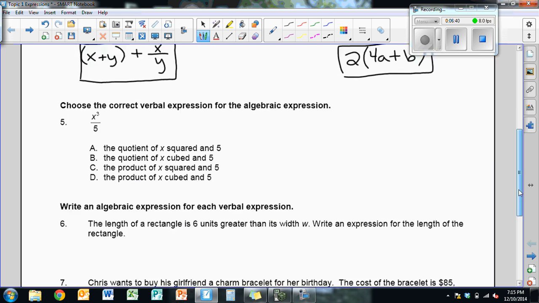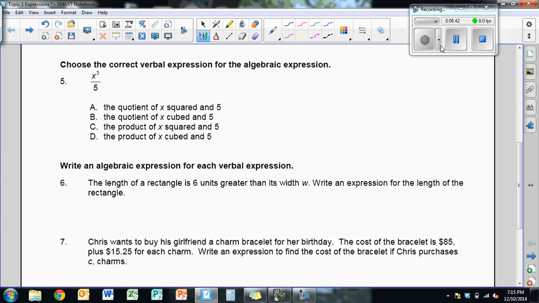Number 5 says, choose the correct verbal expression for the algebraic expression. Well, let's see what's happening and what they give us. We have x up here, and x is being cubed. We have division, which is called a quotient. And we have the number 5. So let's look through what we have here.